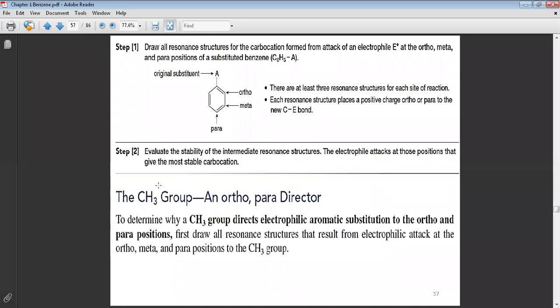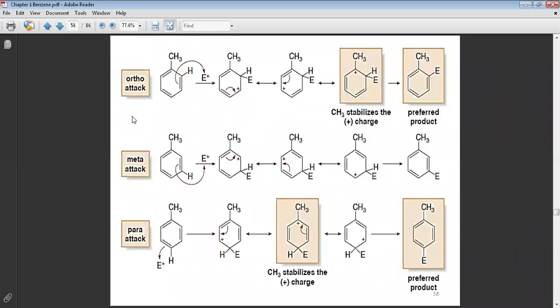The methyl group is ortho-para, not meta, because the alkyl group activates the benzene. Why? We will explain in the next slide. Look, we will make the three positions of attack, ortho, meta, para. Take the toluene. This is the toluene.